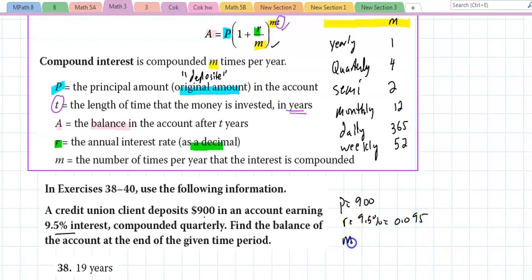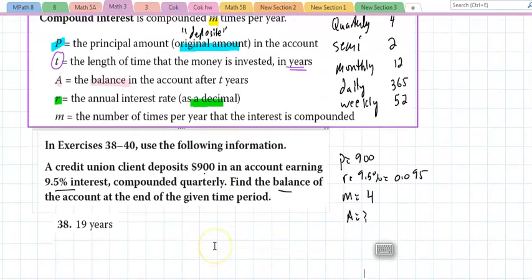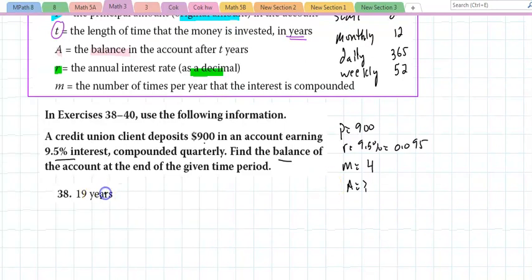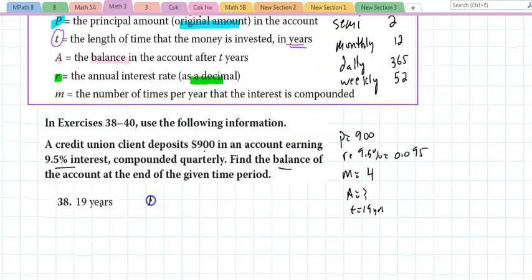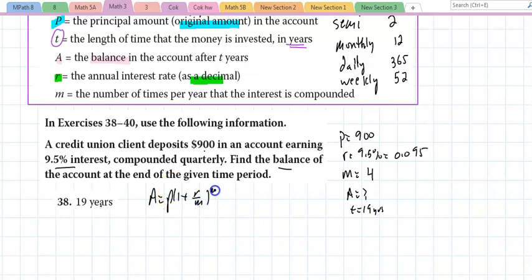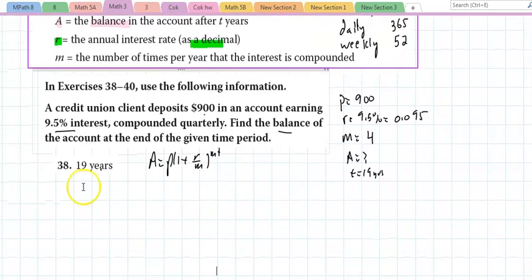Compounded quarterly, doesn't that mean that M is quarterly? How many quarters are there in a year? There are 4 of them. Find the balance. Tell me what A is at the end of, and in this case, we want T to be 19 years. Well, it's a matter of plugging things in properly, right? And A equals P times 1 plus R over M raised to the MT. One, I need to write the formula correctly, and secondly, I have to use it right.